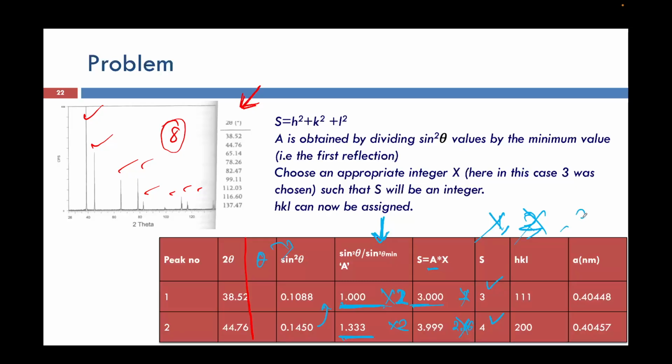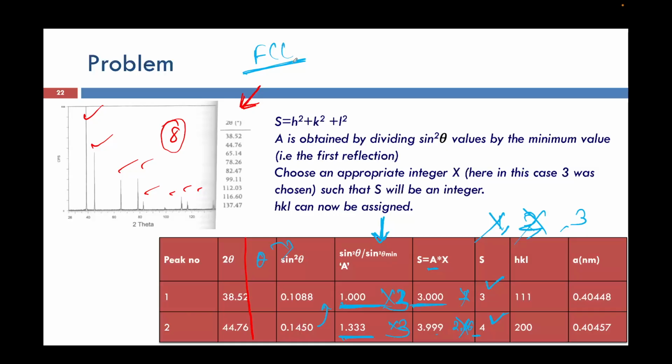Then I come to 3. When I multiply by 3, 1 into 3 gives an integer, and 1.33 into 3 gives 3.999, which is close to 4 if I round it. So I have got my first S value as 3 and second S value as 4. That means if you do all these things, it will come out as an FCC crystal.